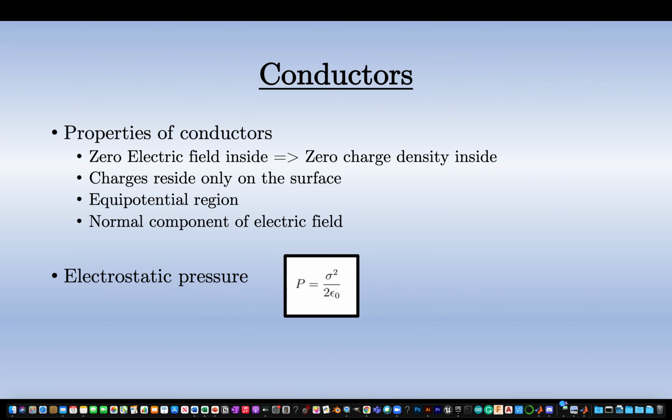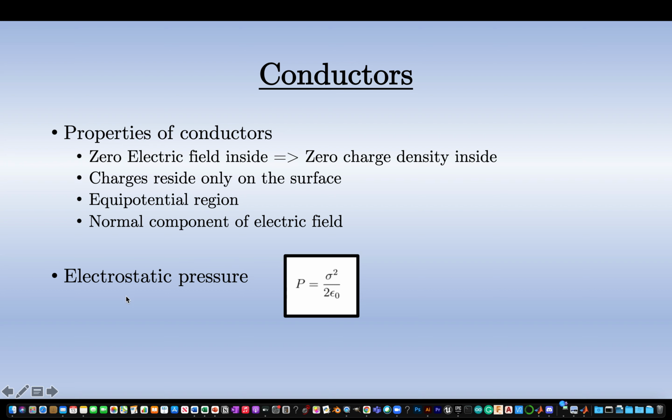Then we shall talk about conductors. This is another topic that was introduced in 12th grade. We know properties like zero electric field inside in the electrostatic situation. So there will be zero charge density inside, just by applying the divergence property. This also means the charges can reside only on the surface, and that the metallic region itself is an equipotential region because the electric field is zero. Then we can also talk about the normal component of the electric field, which equals sigma divided by epsilon naught, derived from the discontinuity property at the boundary, as we saw on the previous slide.